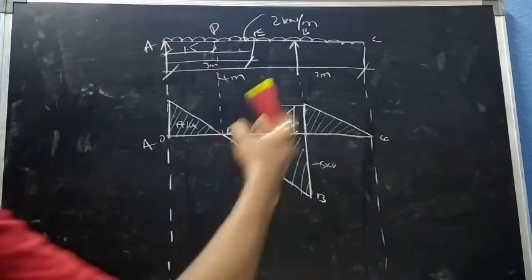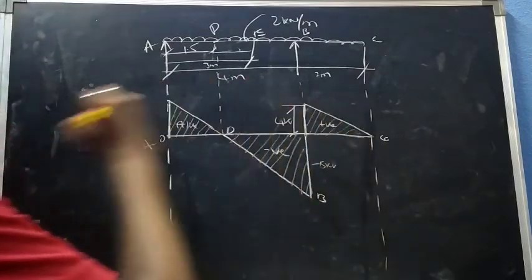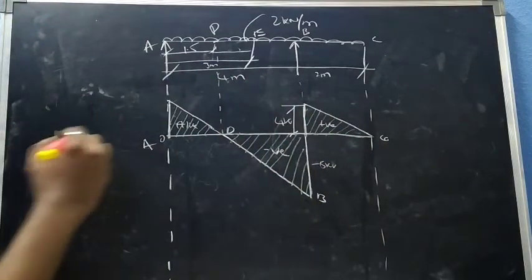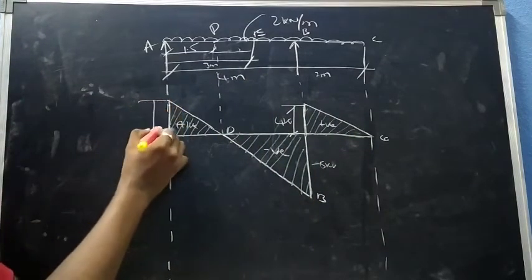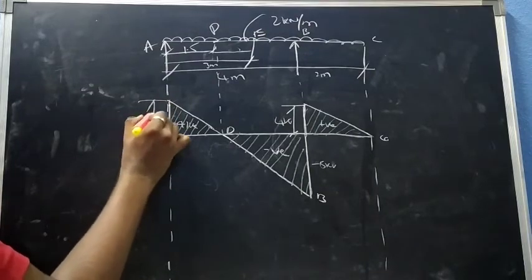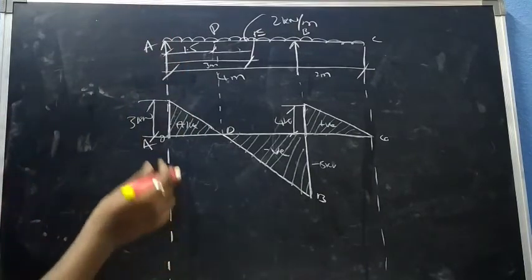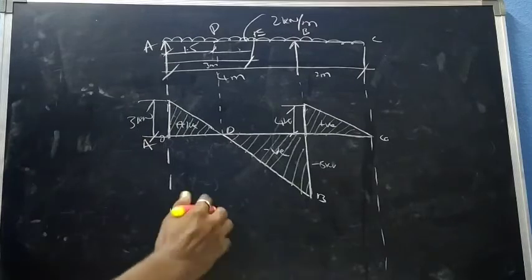Okay, so this will be positive, right? And what is the height of this? That is 3 kilonewton. So this is your shear force diagram.